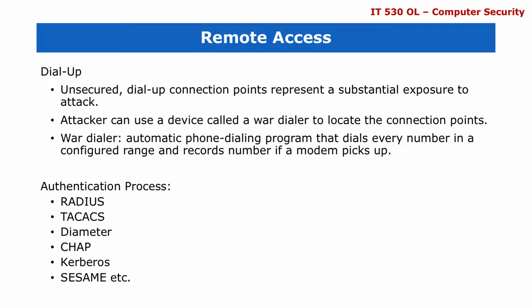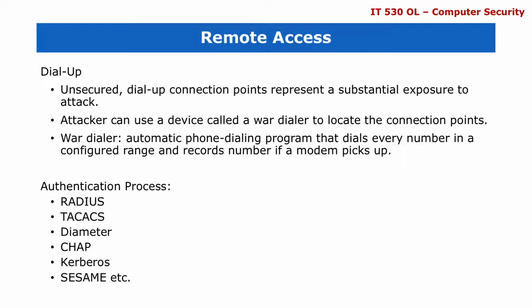So with remote access, there is the dial-up, which has to do with unsecured dial-up connection points, and that usually represents a substantial exposure to attack because it is really not secured. Dial-ups use the regular telephone lines to establish their connections, and they are known to be really unsecured when it comes to exchange of information. Attackers can use a device called a war dialer to locate connection points, which means if they can find a connection point, they can connect either their phone or devices to pick up connections as well as tap into the network. And it's part of an attack called man in the middle attack.